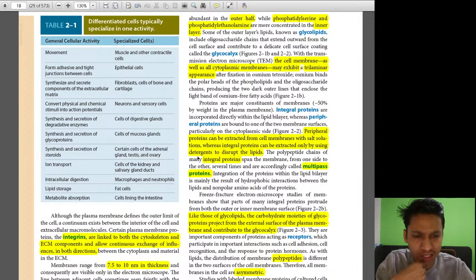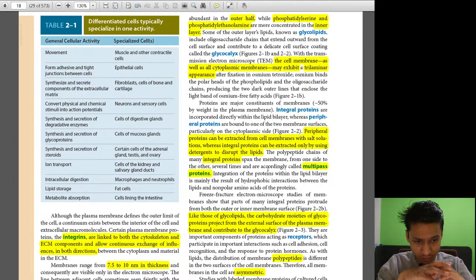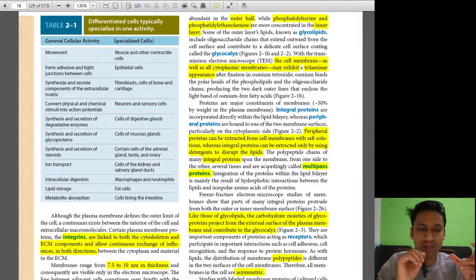The polypeptide chains of many integral proteins span the membrane from one side to the other several times and accordingly are called multipass proteins. Guys, we have to remember that integral proteins span the membrane, from one side to the other several times, and that's why they are called multipass proteins. That's it.